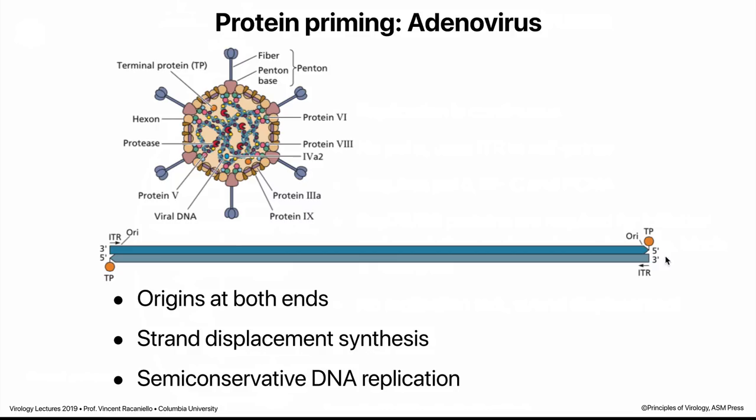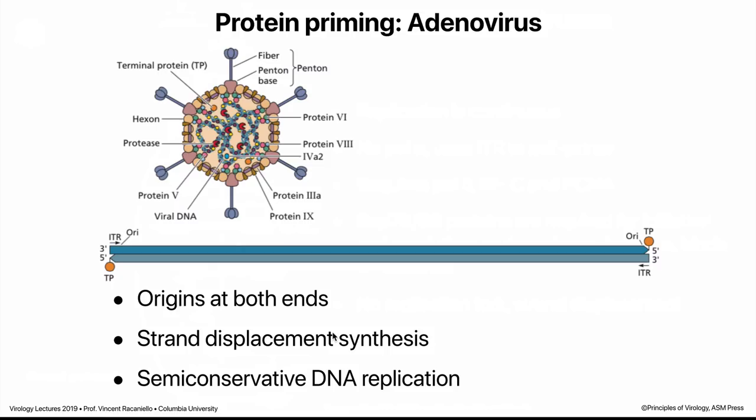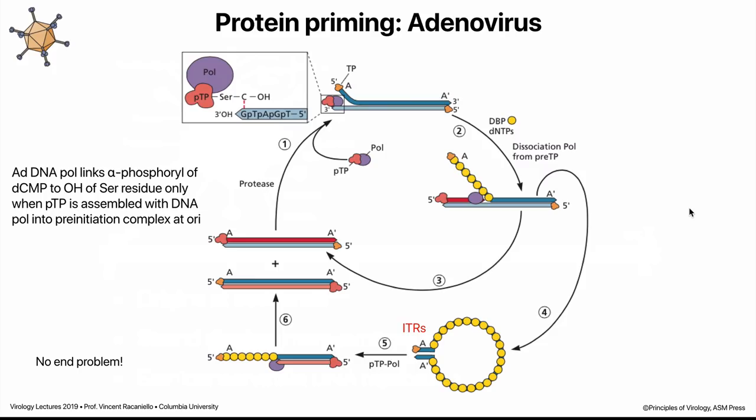And so on the parvovirus genome, the origin's at the end of the genome. So right there at that 3' hydroxyl, that's where DNA synthesis begins. So the 3' ends are the origins. Here, it's both ends. That's where DNA synthesis is going to begin. And it occurs by strand displacement. Of course, it's semi-conservative. This synthesis is protein primed, and as you will see, that's how we get around the end problem.